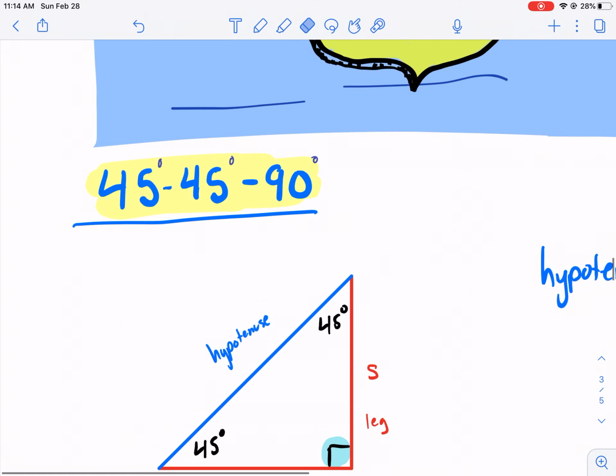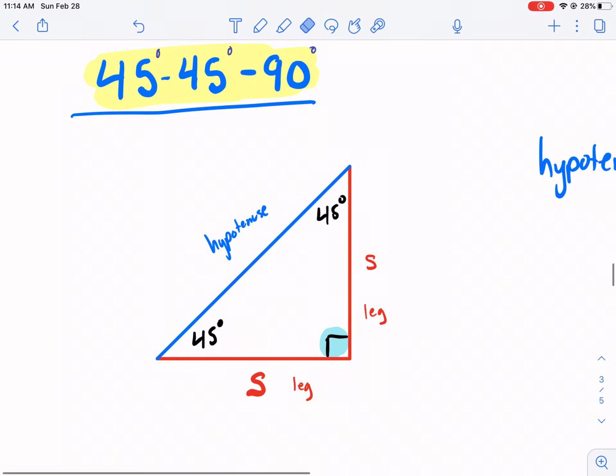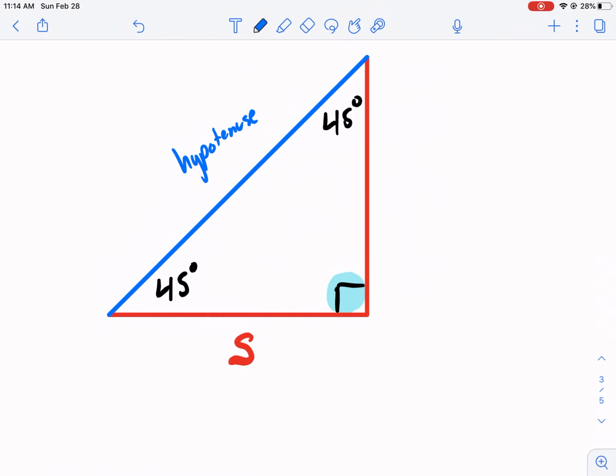Now, the first thing here is I added these degrees here. What this means, 45, 45, 90, this is our first one, is 45 degrees, 45 degrees, 90 degrees. As you can tell, that adds up to 180, which is the sum of the interior angles of a triangle. Now, here we have this side that's labeled S for side.